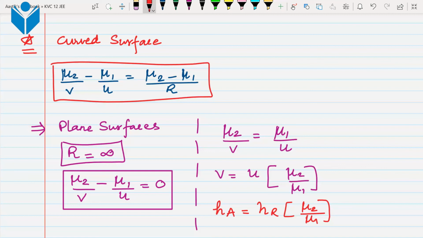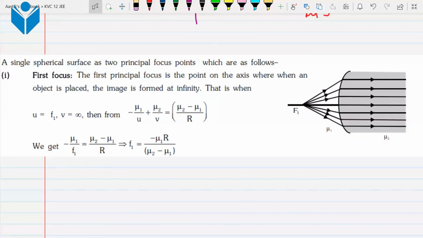No one? Okay. So here we have the focus of a refracting surface. A spherical surface has two principal focus. The first focus is known as the first focus, and the second one is known as the second focus. And what is the first focus? The first focus is the point where if you place an object, the image is formed at infinity.